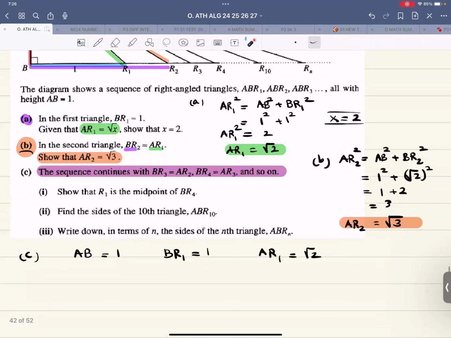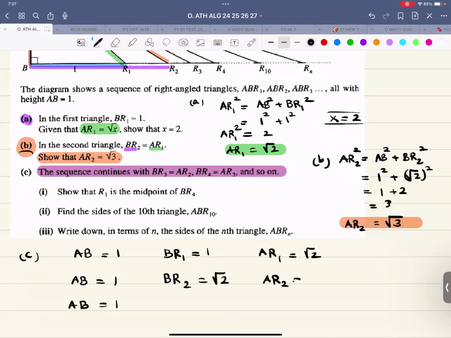Now, for the next triangle, what is happening? AB is still 1. So this is fixed. So let me write it 3 times. And BR2 is AR1. That is root 2. So therefore, AR2 is root 3.